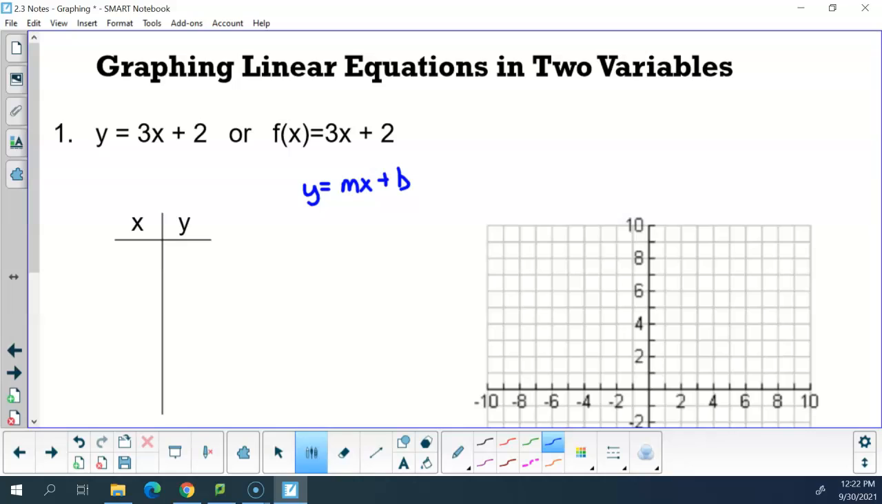So with that being said, the first thing that we have to do is find our y-intercept, and our y-intercept is the point (0, 2) in this particular case. So I'm going to start at the origin.